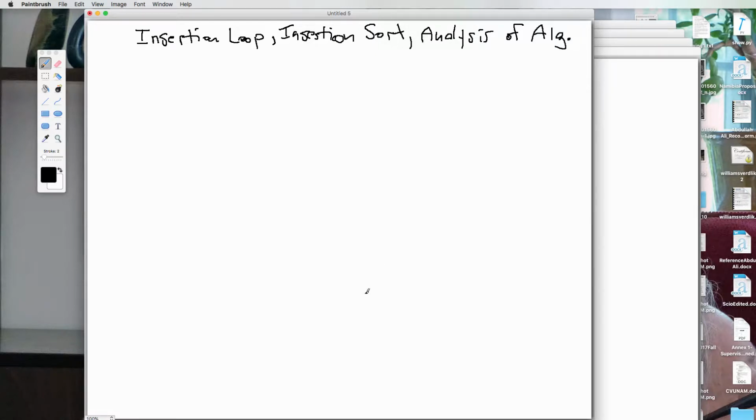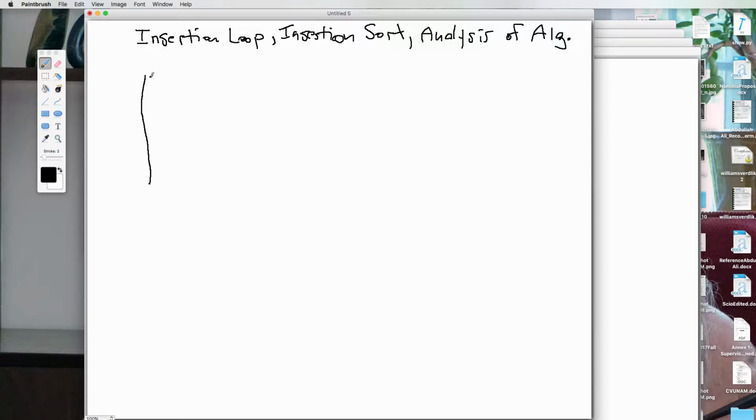And this is going to be something that's very important. It's going to come back for every data structure and every algorithm that we look at. What we're first going to do is discuss analysis of algorithms with regard to the insertion loop and the insertion sort. Now, just a little bit of review here. You may recall that the insertion loop looked something like the following.